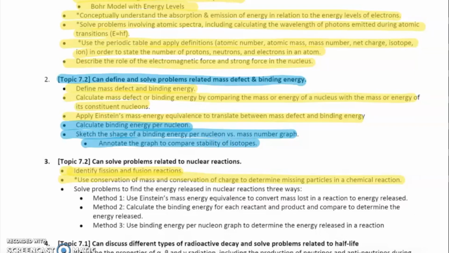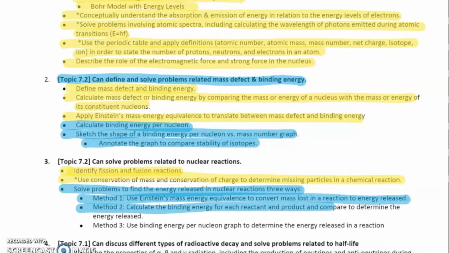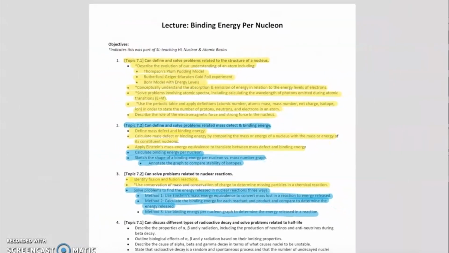We're also going to use our warm-up problem and our gear-up problem in order to review how to solve for the energy released in a nuclear reaction using 3 different methods. The first being looking at the mass lost from reactants to products and converting that into energy released. The second, calculating the binding energy for each reactant and product and comparing those to find the energy released. And the third one that's going to be really new today is using the binding energy per nucleon graph to determine the energy released. Okay, let's go ahead and dive in.